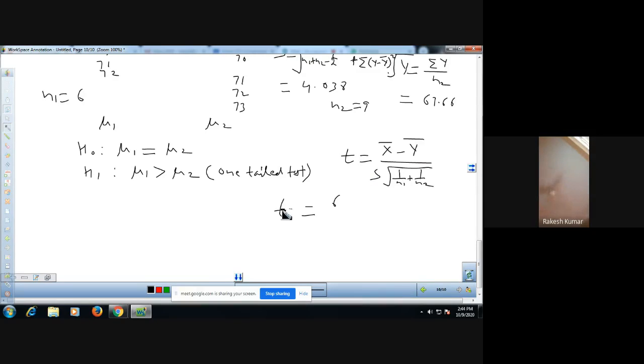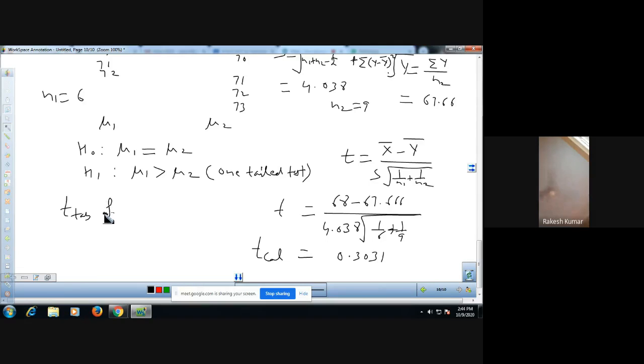T is equal to 68 minus 67.66, divided by 4.038 times the square root of 1 over 6 plus 1 over 9. On calculating, you get 0.3031. So this is your T calculated. Now you need to find T tabulated. Degree of freedom is n1 plus n2 minus 2, which is 6 plus 9, 15, minus 2, 13 degrees of freedom.